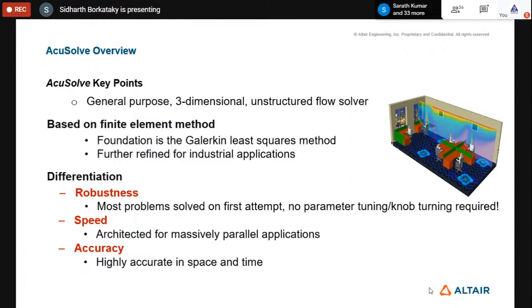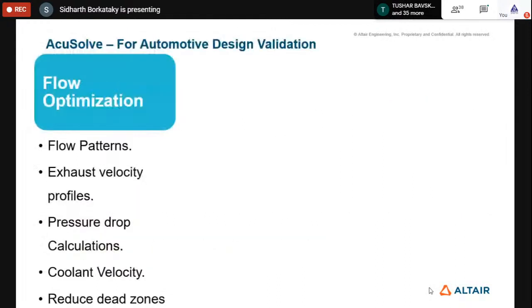That's the most important thing over the whole geometry. So that makes it very much robust. Speed and accuracy are the few important features of this software that differ it from any tools across the globe. So this is what makes this software unique.